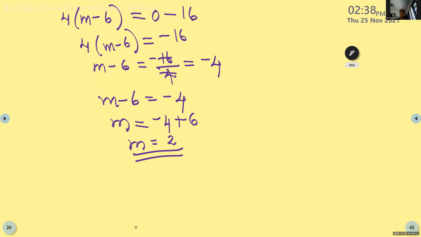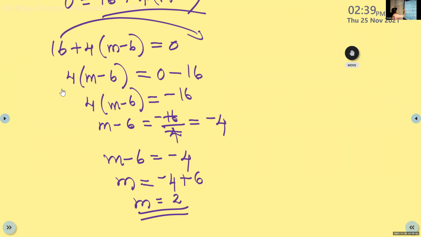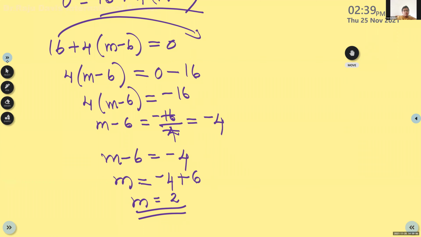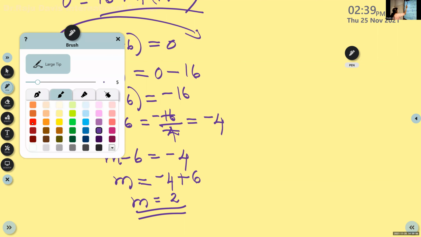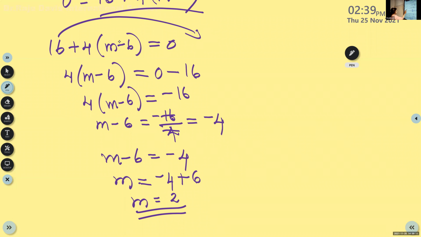Aaron, where did you go wrong? Nihal, did you get it? Ma'am, I went wrong in the 4 into m minus 6. Instead of dividing by 4, I minused it by 4, ma'am. If you do like that in exam, you will lose all the marks. Okay. Be careful. It is multiplication, multiplied over there. You have to divide. Clear, children?